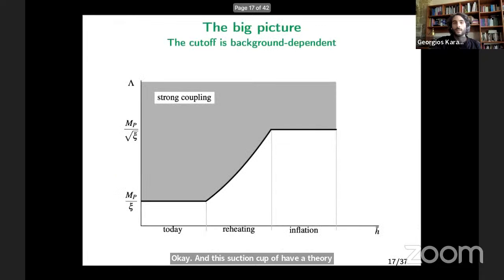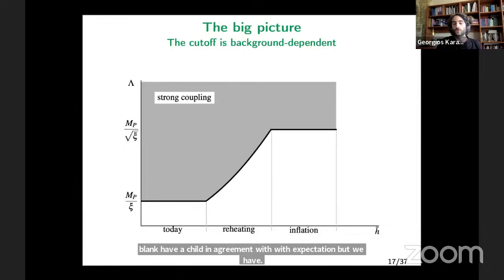Now, I've also sketched here the big picture, the full evolution of the cutoff. It's a background-dependent quantity, so we don't expect it to be constant at m Planck over square root of psi all the way to the present epoch. And indeed, during inflation, it's m Planck over square root of psi. Then, during the reheating of the universe, it decays with a power of the field squared. And then it relaxes to its present day value, which is m Planck over psi, in agreement with the expectation that we have by expanding the action in the small field regime that we saw before.